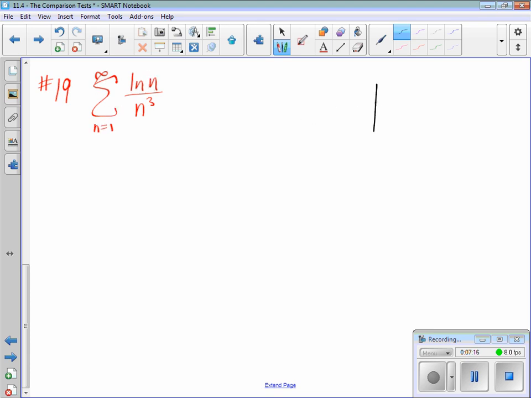log graph. If we plug in things greater than 1, isn't natural log positive? So this is going to be positive when I'm plugging in things greater than 1, right? So we know that the natural log of n over n cubed is going to be positive. It's okay that it starts out at 0. So it's positive.